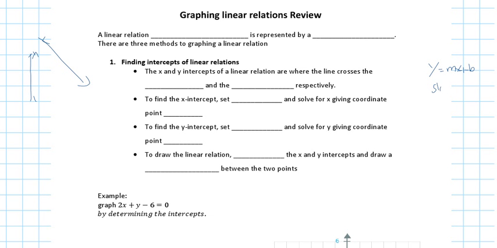The other general form of a linear function is the following: ax plus by plus c equals 0, where a has to always be positive. We always force a to be positive. This is the standard form of a linear relation, and it is represented by a straight line. That's the graph.